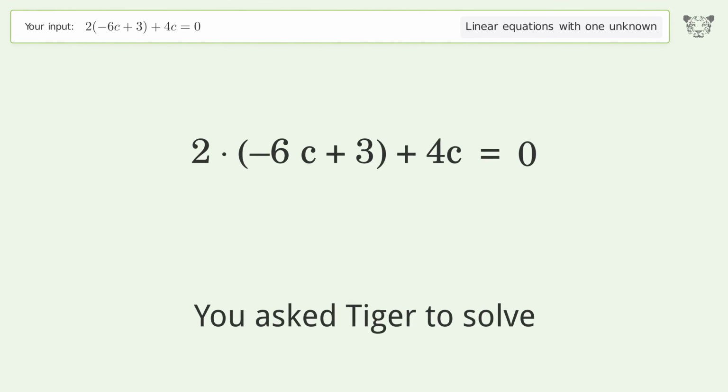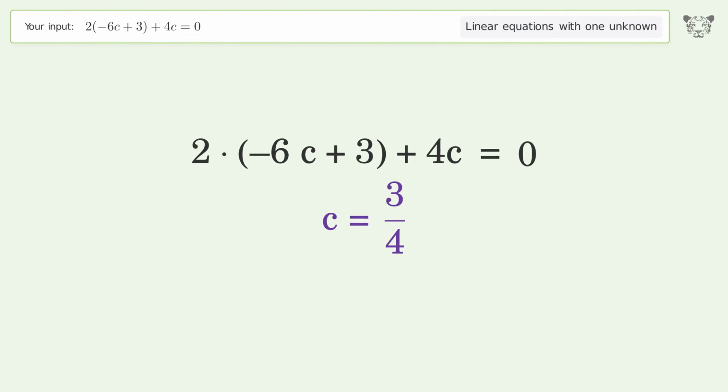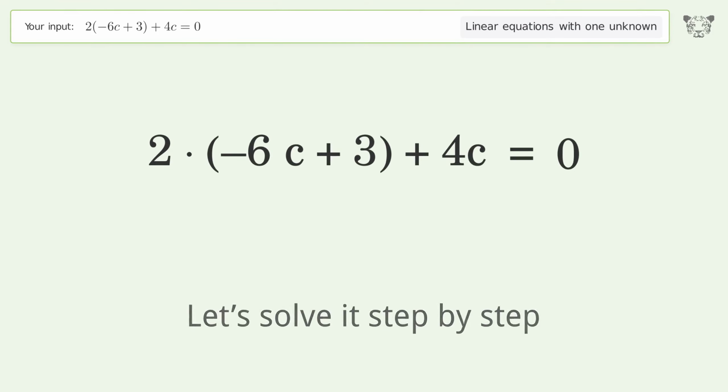You ask Tiger to solve. This deals with linear equations with one unknown. The final result is c equals 3/4. Let's solve it step by step.